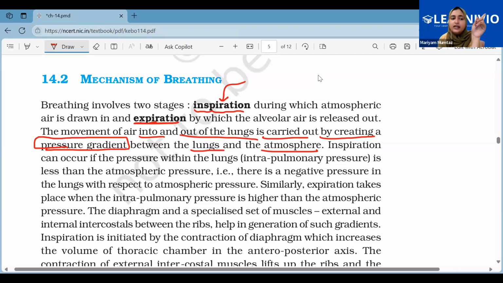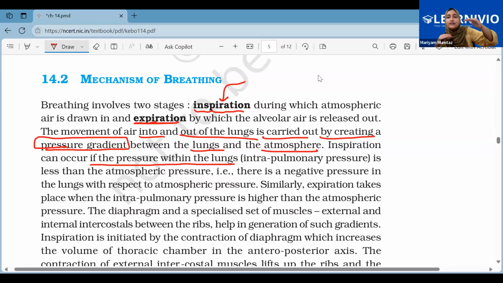Inspiration, that is breathing in, can occur if the pressure within the lungs, meaning the intrapulmonary pressure, is less than the pressure in the atmosphere. Intra means within, inter means in between. So pulmonary refers to the lungs. Meaning, if the atmosphere has a higher concentration of gas and the lungs have a lower concentration of gas, there is this pressure gradient.